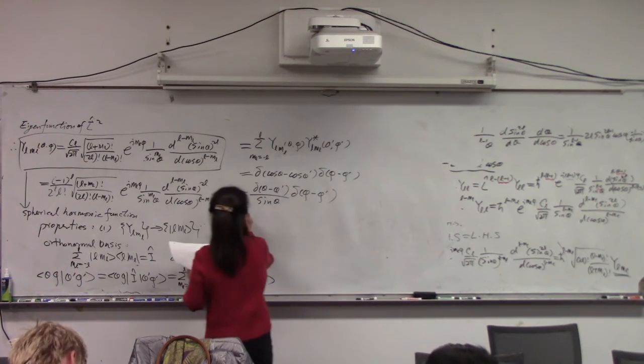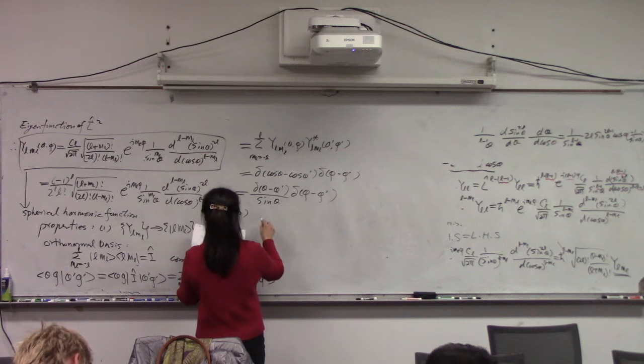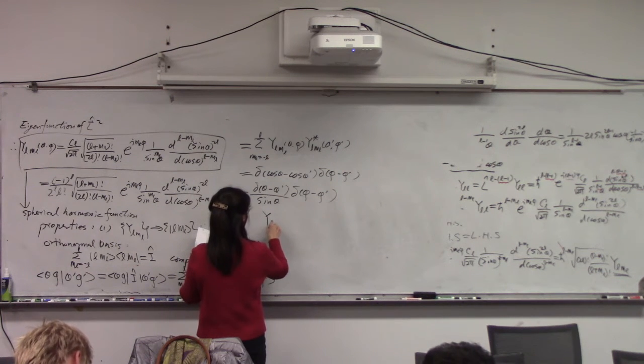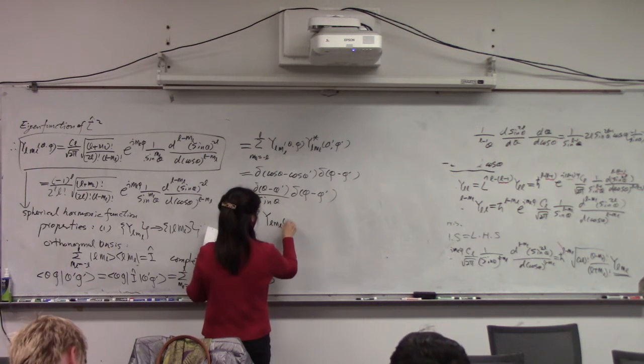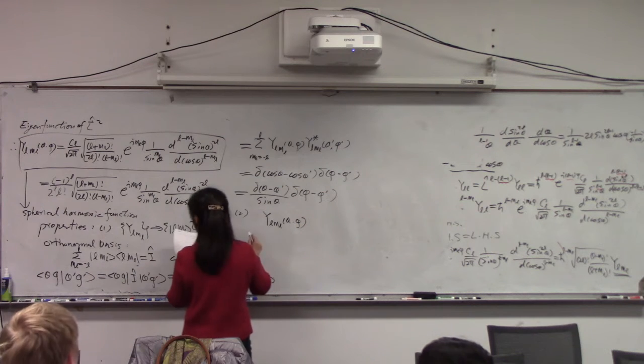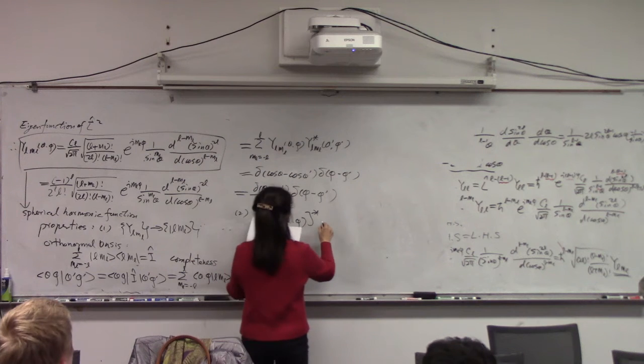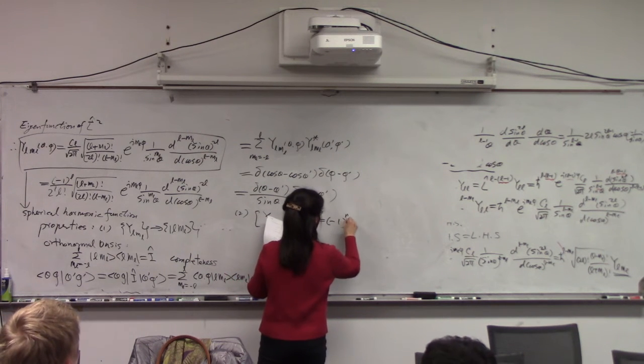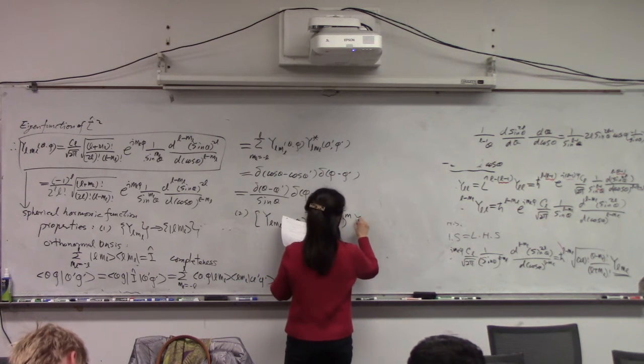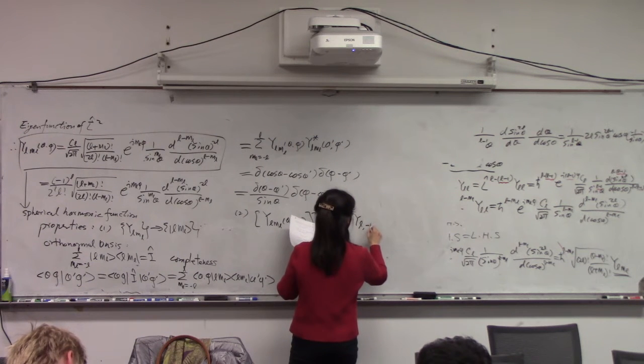Second one: it is complex, so for a given spherical harmonic function, its complex conjugate is equal to something that just depends on whether m is even or odd.